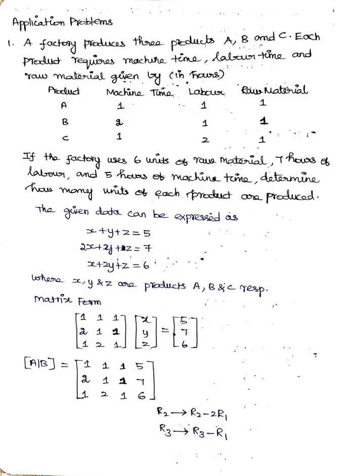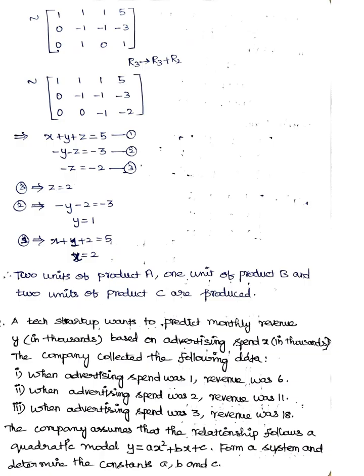We have a system of three equations. Already we know how to find the matrix. We have the matrix form. We have the augmented matrix 1, 1, 1, 5, 2, 1, 1, 7, 1, 2, 1 and 6. After that we make R2 and R3 0 by using R1, then form the upper triangular matrix. After the upper triangular matrix, by using the back substitution method, we'll get all the values of x, y and z.